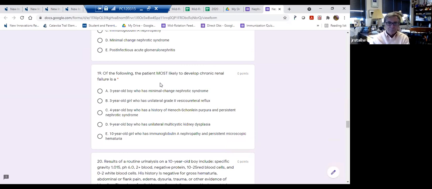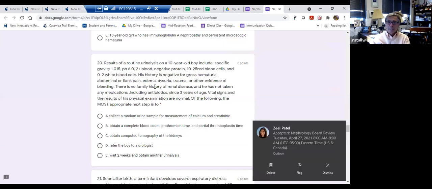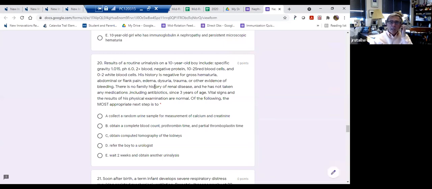Number 20, results of routine urinalysis on a 10-year-old. Okay, well, 2+ blood, negative, 10 red cells, so there's some hematuria, no white cells, but he doesn't have gross hematuria, so it's microhematuria. Please look at the word routine urinalysis, okay? He doesn't have anything really. There's no family history. He's not taking any medicines. Vital signs are normal. Physical exam is normal. The most appropriate next step is.